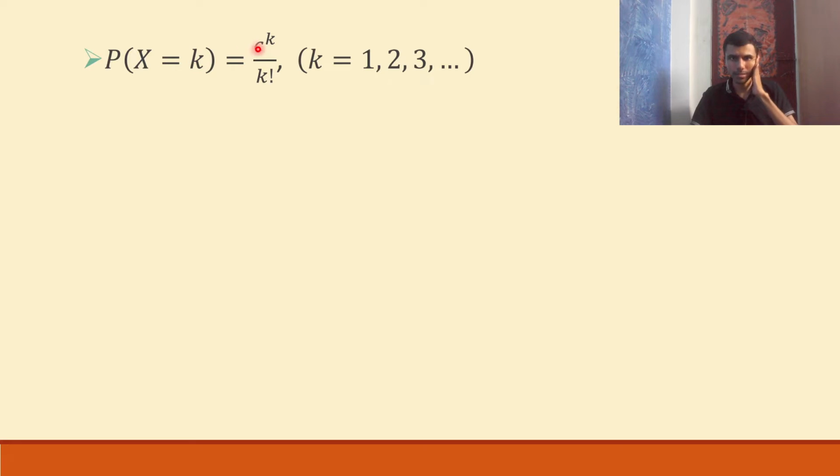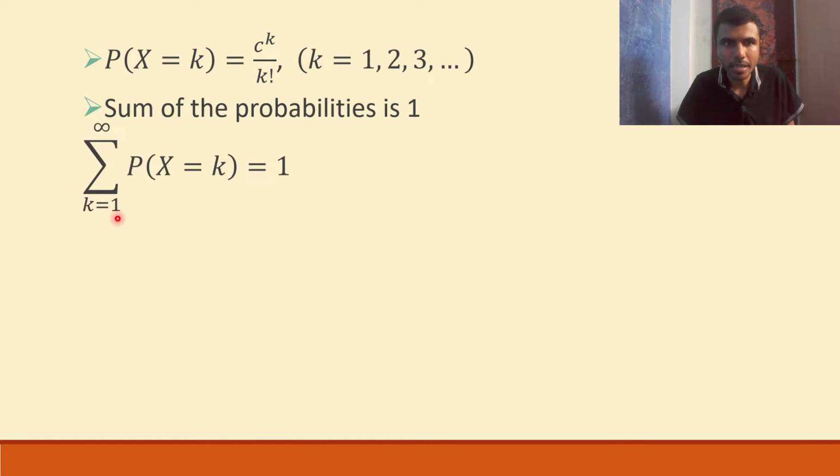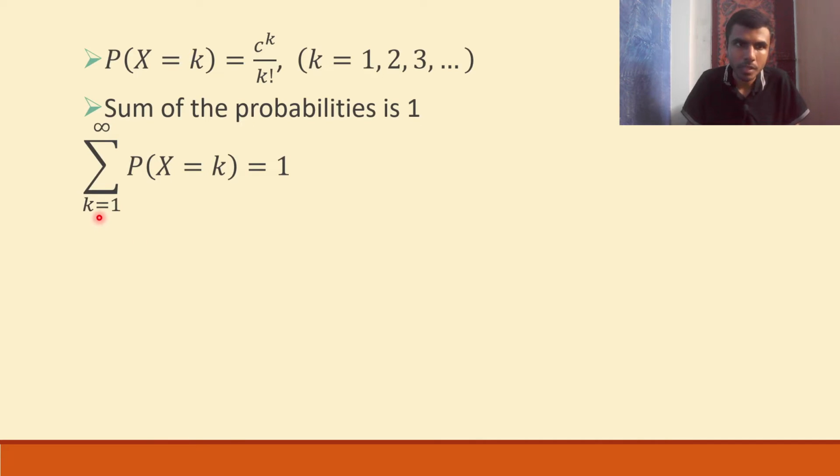P of X equal to k is c^k by k factorial, for k can be 1, 2, 3 and so on. The sum of the probabilities is 1, I already explained this to you. So sigma k runs from 1 to infinity. I wrote it here, right? See, P of X equal to 1 plus P of X equal to 2 plus P of X equal to 3 and so on. That means k is running from 1 to infinity. So the probability that X can be 1, X can be 2, all of their sums, the sum of the probabilities. So sigma k runs from 1 to infinity, P of X equal to k is 1.